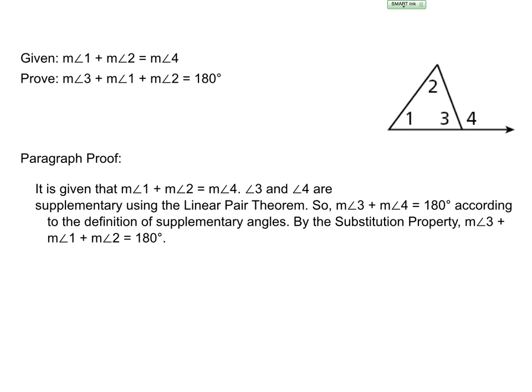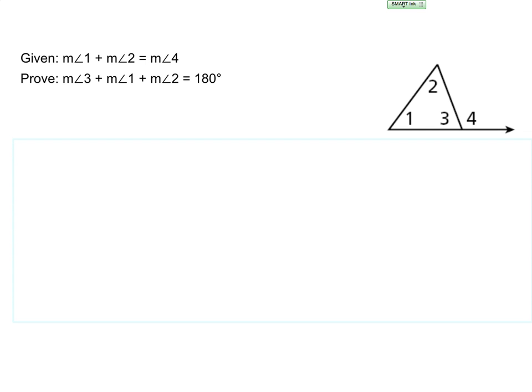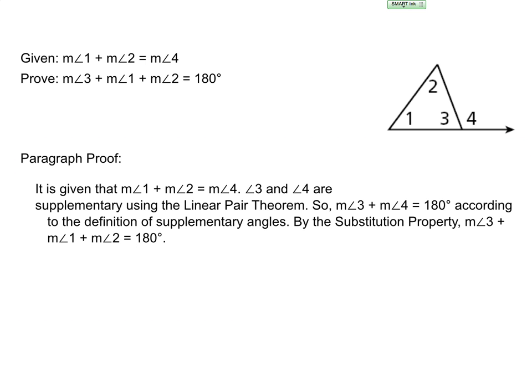Yeah, let's look at the original problem. We're given that angles 1 and 2 add to be the same as the measure of angle 4. And we're going to try and prove that the measure of angle 3 plus 1 plus 2 is going to equal 180 degrees. We can look at the information given and the diagram and see how we can do this. Okay, so here's the solution. It is given that measure of angle 1 plus measure of angle 2 equals measure of angle 4.